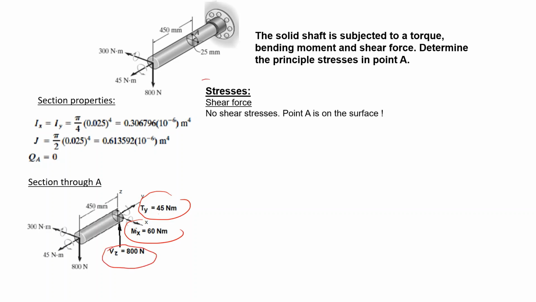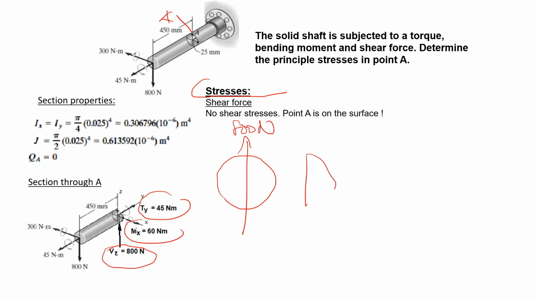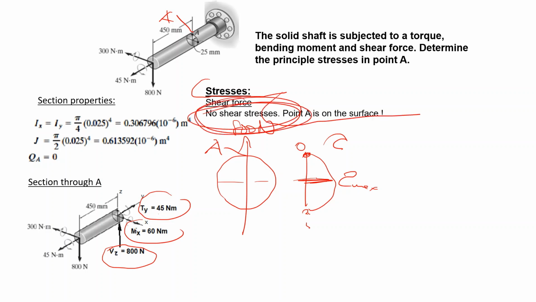Let's start calculating the stresses at point A. If you take the shear force, which is acting in this direction, that's 800 newtons. The stress distribution of the tau is like this. It is maximum on the neutral axis, and on the surfaces the value is 0. My point A is on the surface, so we do not have any shear stresses.